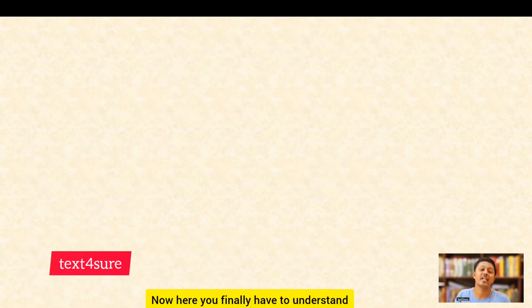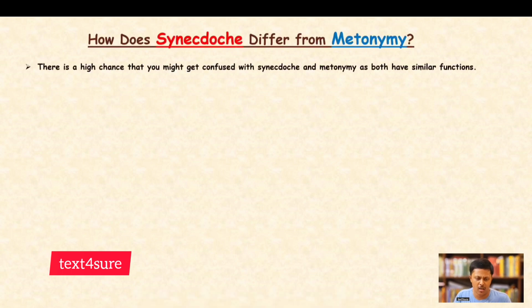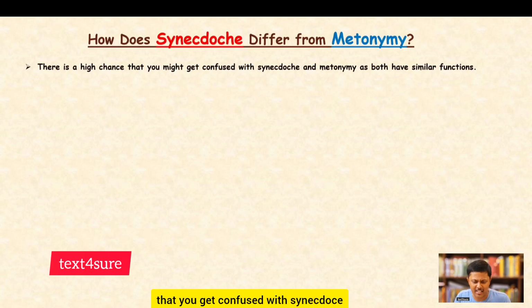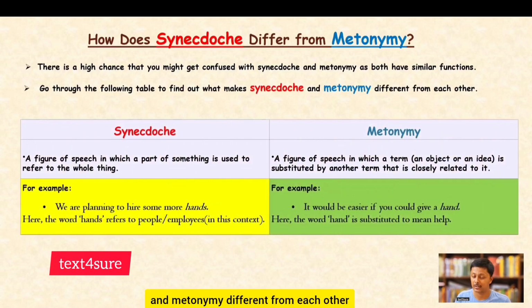Now here you finally have to understand how synecdoche differs from metonymy, because there is a high chance that you get confused between synecdoche and metonymy as both have similar functions. Go through the following and find out what makes synecdoche and metonymy different from each other. So there is a chart, synecdoche and metonymy. You know what is synecdoche? A figure of speech in which a part of something is used to refer to the whole thing.